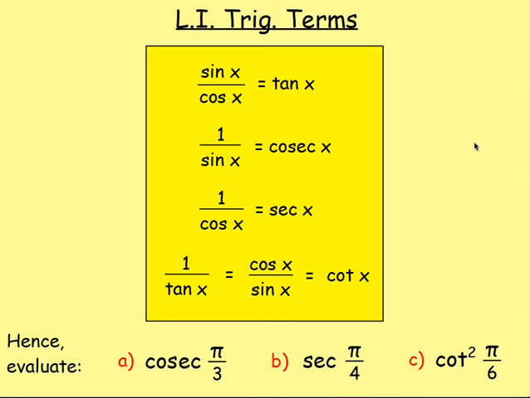We already know that sin x divided by cos x is tan x, and we were introduced to 1 over sin x. 1 over sin x is known as cosec x. 1 over cos x is known as sec x. And 1 over tan x is known as, well, tan is sine over cos, so 1 over tan will be cos over sine. That's flipped, and it's known as cot x. From there, you could evaluate the likes of cosec pi over 3, sec pi over 4, and cot squared pi over 6. Look back at the lesson on this, lesson 4, if you want me to explain that.